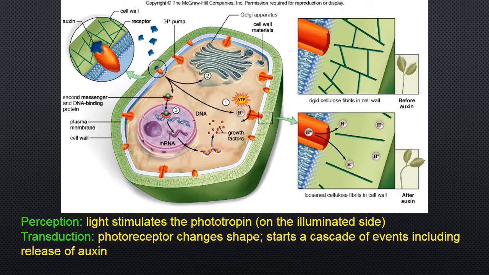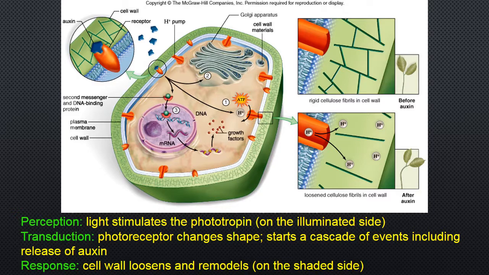So, in this particular tropism, phototropism, actually not all the steps in the signaling pathway are known yet. This is one thing I love about biology, that there's so much information that we don't know it all. And so this is just one example of that.